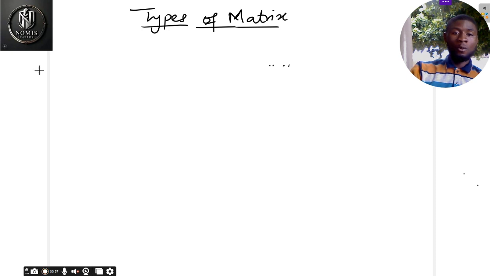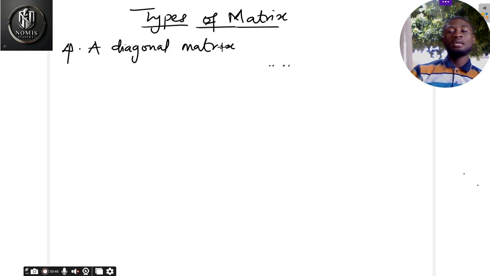So number 4 of the types of matrix that we're going to learn is what we call a diagonal matrix. What is a diagonal matrix? A diagonal matrix is a square matrix with all elements 0 except the elements on the leading diagonal. Let me take that again. A diagonal matrix is a square matrix with all elements 0, except the elements on the leading diagonal.